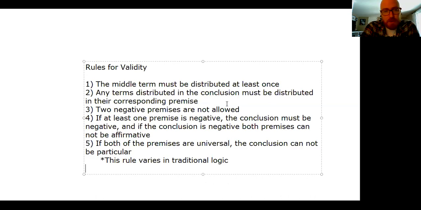Okay, now, but for our purposes, we're not going to be using the traditional perspective at all. So in modern logic, you cannot derive a particular conclusion from a set of all universal premises. If both your premises are universal, the conclusion cannot be particular. All right, in traditional logic and Aristotelian logic, you can do this, but you've got to be able to determine whether critical terms refer to actual entities. If they don't, then the syllogism is invalid.